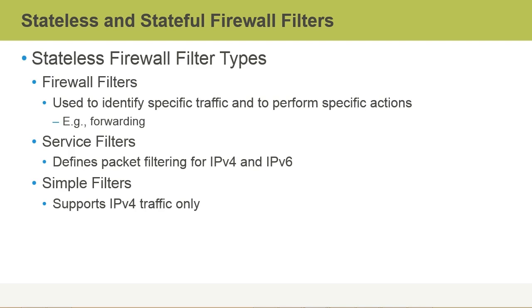We also have what they call service filters, which are firewall filters that you can create that define packet filters for IPv4 headers and IPv6 headers. It's important to note that service filters can filter based off both IP version 4 and IP version 6, because a simple filter, a stateless simple filter, only supports IP version 4 traffic. So when you create a simple filter, you can only apply that against IP version 4.